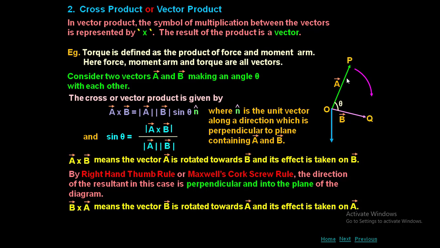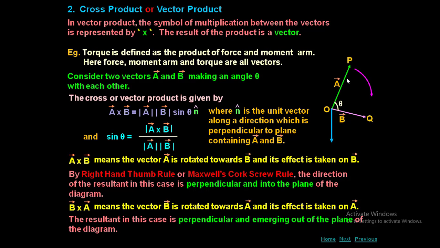B bar cross A bar means the vector B bar is rotated towards A bar and the effect is taken on A bar. Now if you do the same by keeping the four fingers on B bar and rotate towards A bar, then the thumb is going to point outside the plane. It is outside the screen. The resultant in this case is perpendicular and emerging out of the plane of the diagram. Closing and opening a tap is the best example, because of clockwise and anti-clockwise direction.